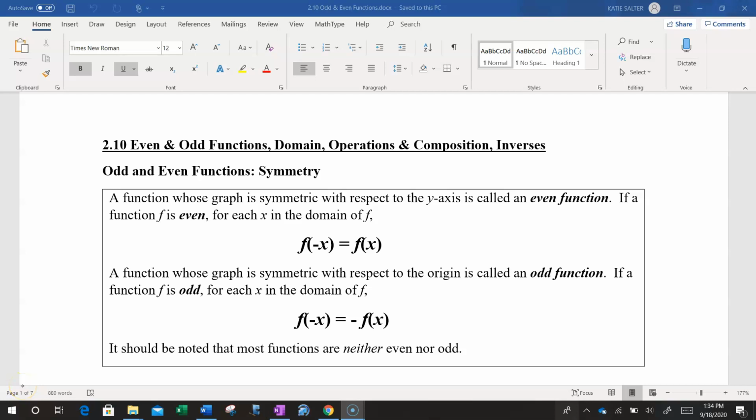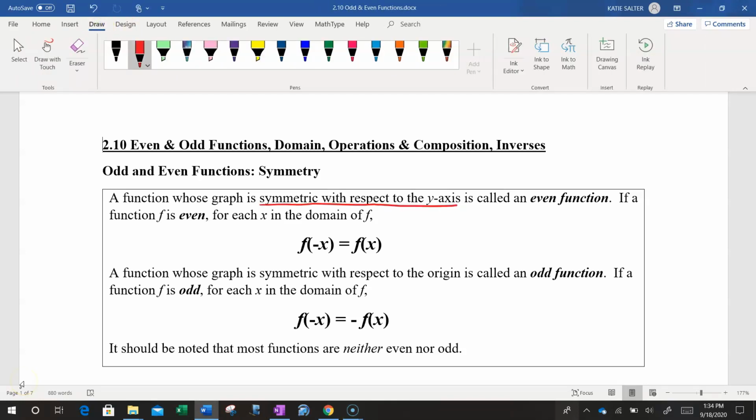Okay, so what are even and odd functions? A function whose graph is symmetric with respect to the y-axis is called an even function. If a function f is even, for each x in the domain of f, f of negative x will equal f of x. So this is the definition of an even function.